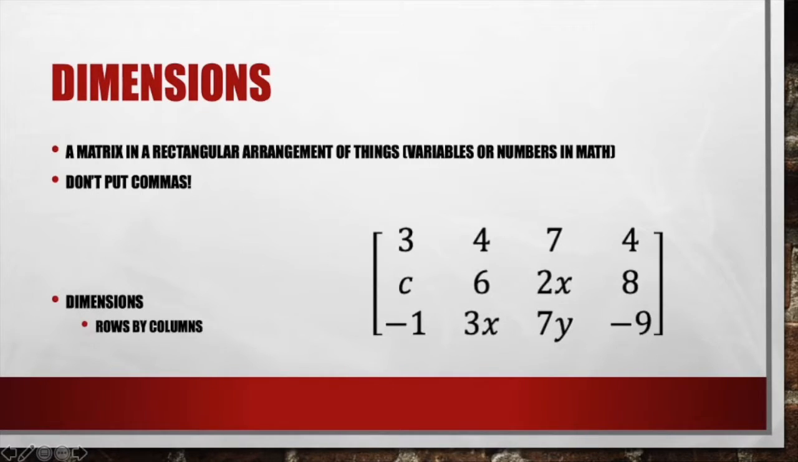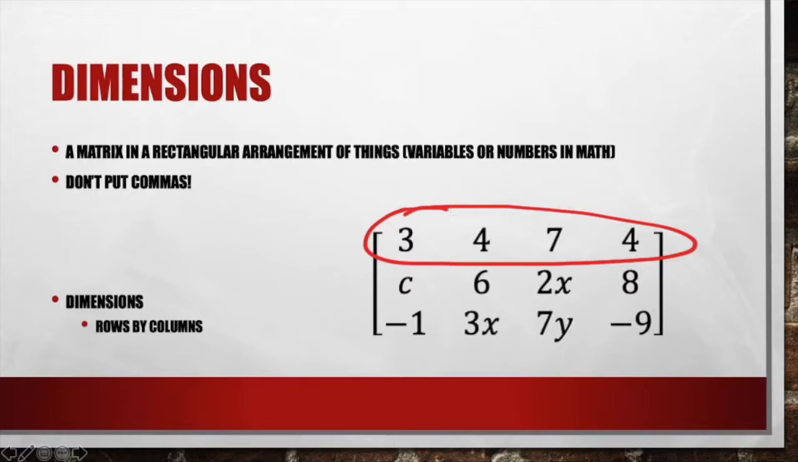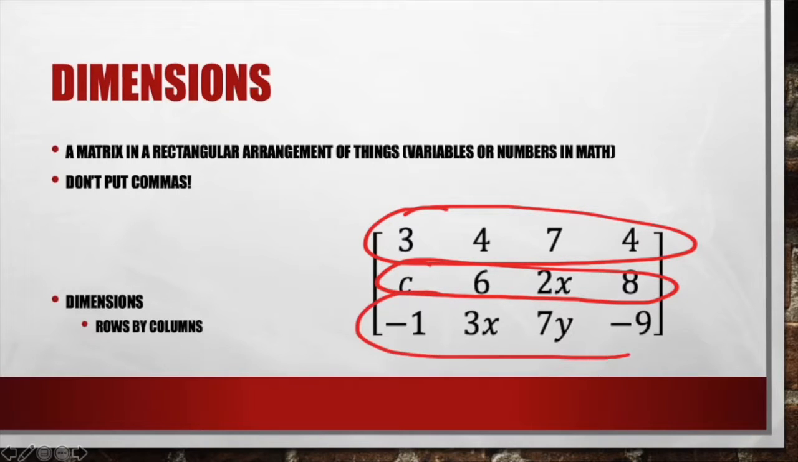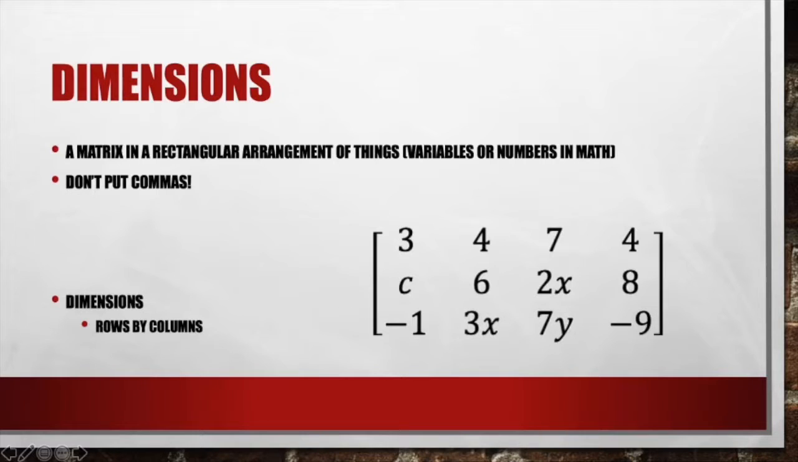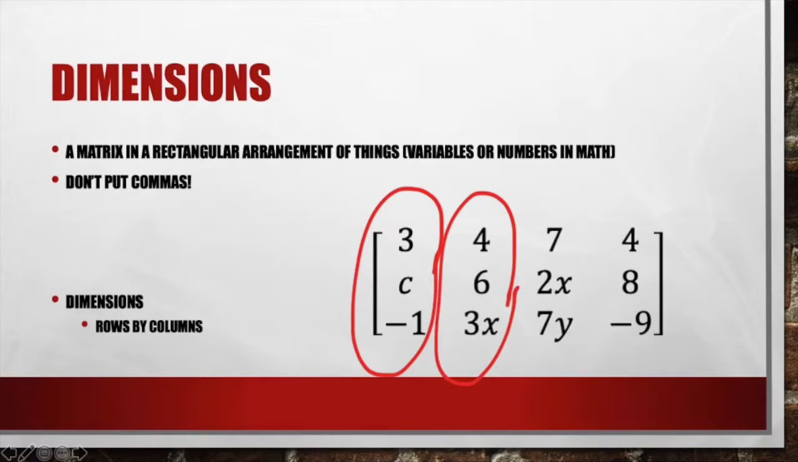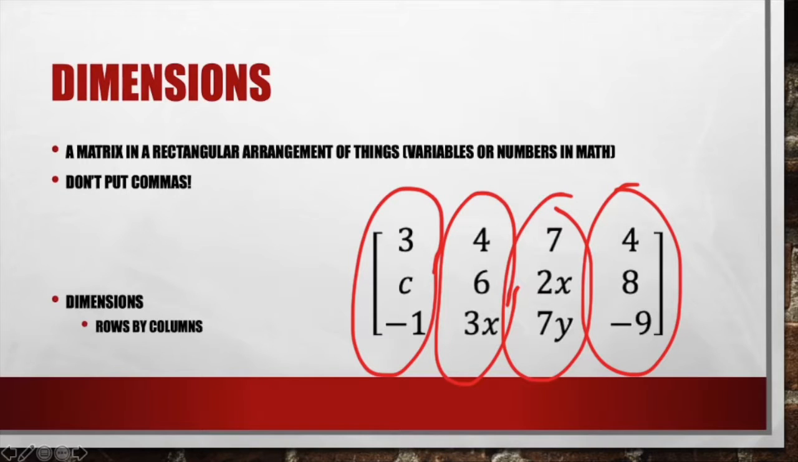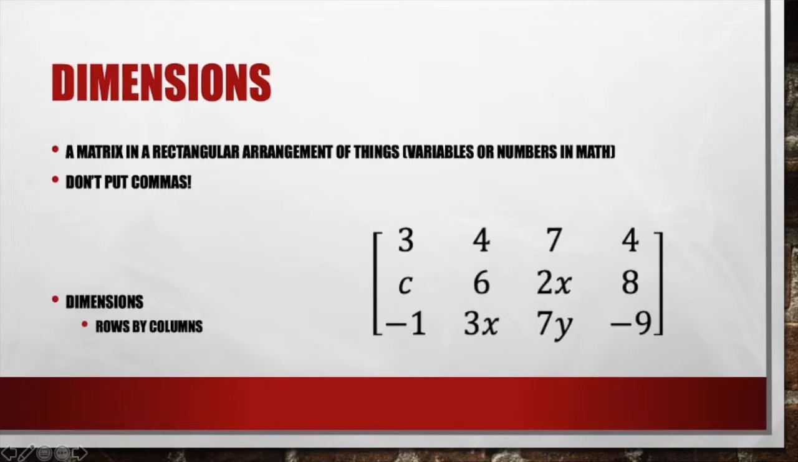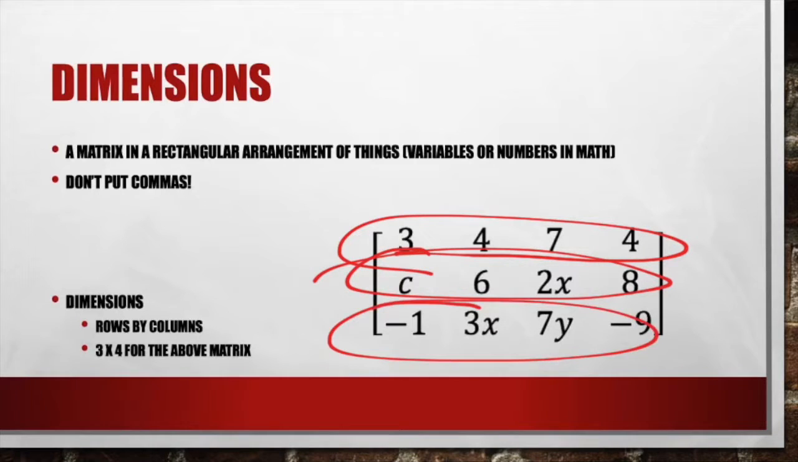Whenever we talk about these matrices, we're going to be talking about their dimension. We have rows and columns. The rows go across. We have 3 rows here. We also have some columns. We have 4 columns here. So if we're going to list the dimensions, we list the rows first, the 3, and the columns second. So this one is a 3 by 4 because we have 3 rows and 4 columns.